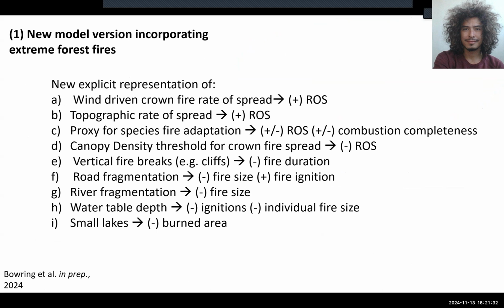So yeah, as a kind of aside here, because I will go into the soil side in a second, for the extreme fires, we now have for ORCHIDEE-SPITFIRE a new model version which tries to represent wind-driven crown fires explicitly, so including all kinds of new representations with the wind-driven rate of spread, topographic rate of spread, species adaptations to fire between different continents, canopy density thresholds, vertical fire breaks, road fragmentation, river fragmentation, water table depths between years and seasons, and the inclusion of small lakes, which would retard the spread of fires, obviously.